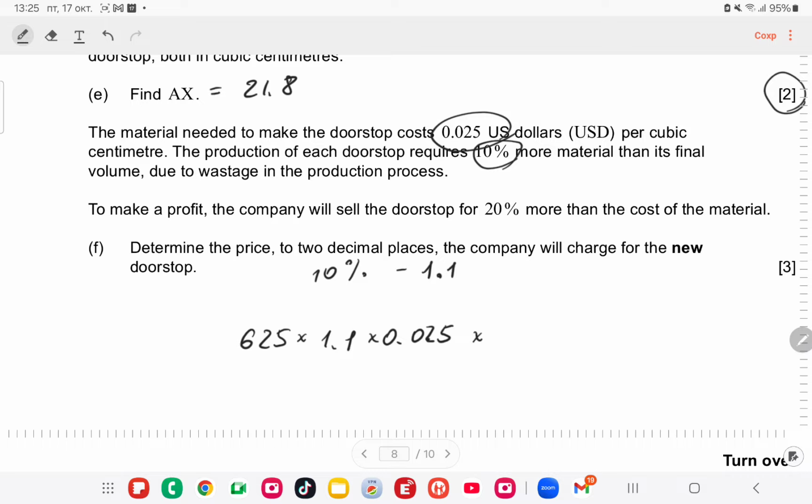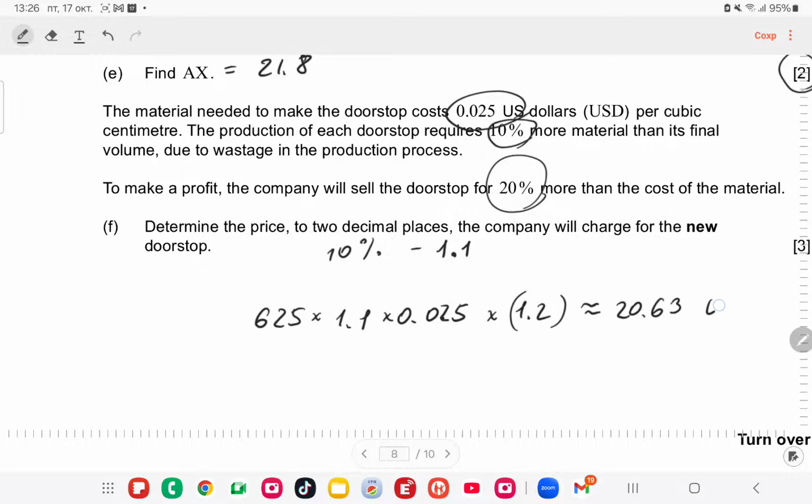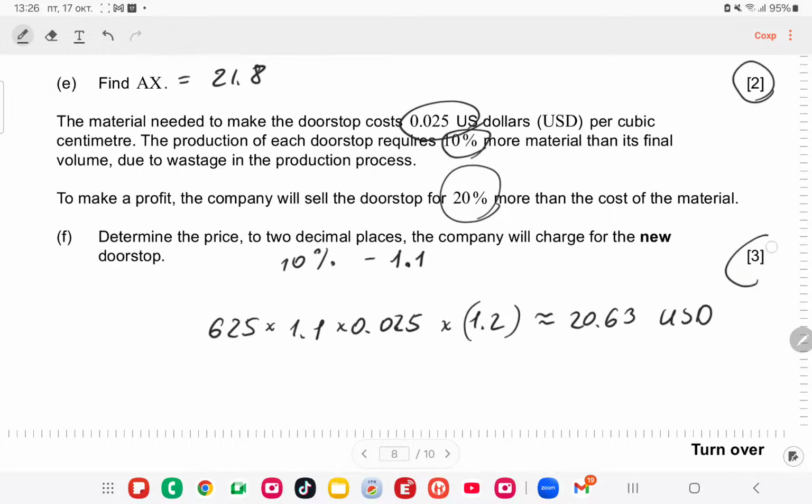And the last part is that to make a profit, the company will sell it for 20% more than the cost of the material. So it's our profit. How do we get the profit? We're not going to multiply by 0.2 because we have to include the price of the doorstop itself. So it is 1.2. And after calculation we'll get the value of $20.63. This is our final price in dollars, USD. And that's how you'll get the last 3 marks.